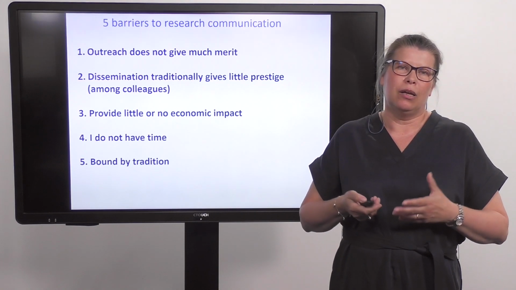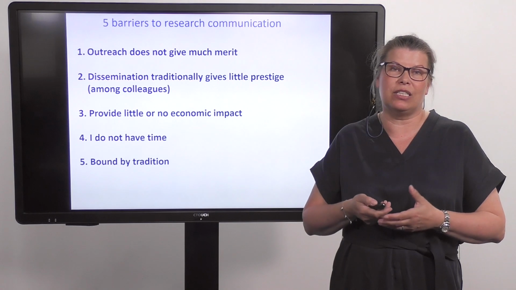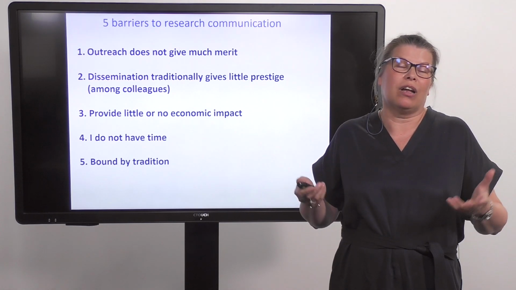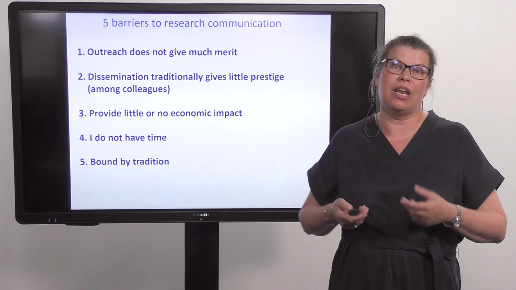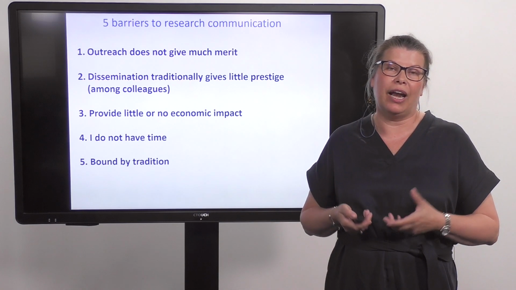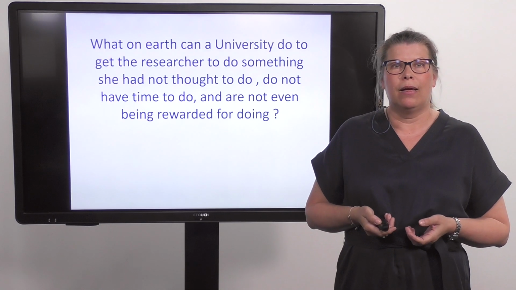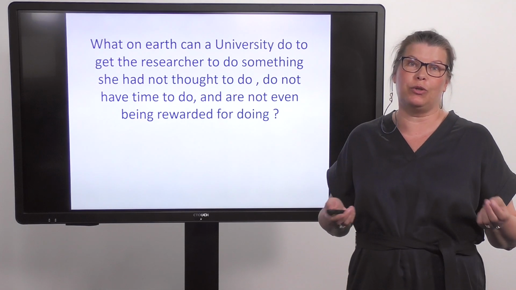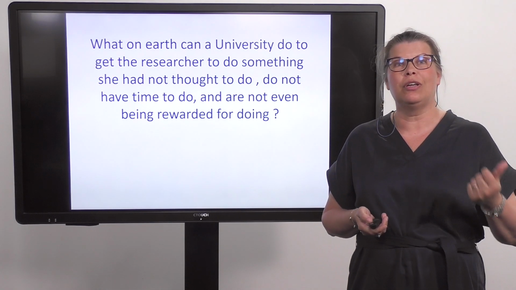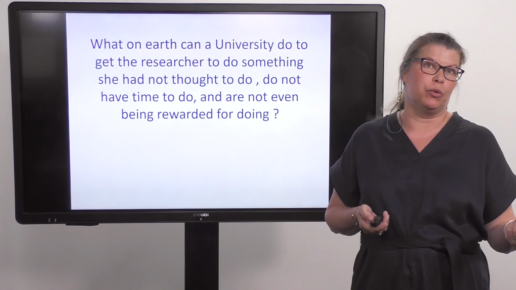Science is free of boundaries. Science is international teams. Science is traditions that are completely changing from when I was a student to now that I'm conducting research. And outreach is more and more a part of what we do. But what on earth can a university do to get the researcher to do something she had not thought to do, not even have time to do, and is not even being rewarded for doing?